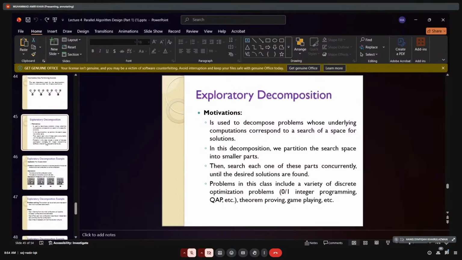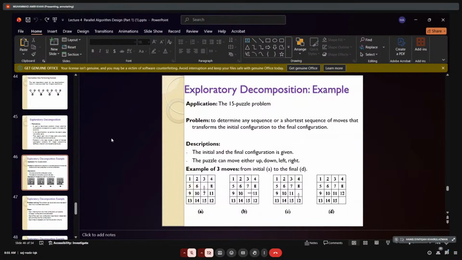No question, Doctor. So if you see this exploratory decomposition, it's used to decompose problems whose underlying computations correspond to a search of a space of solutions. Search space. How? In this decomposition, we partition the search space into smaller parts. Then we search each one of these parts concurrently until the desired solution is found. So problems in this class include a variety of discrete optimization problems, integer programming or QAP, theorem proving, game playing.